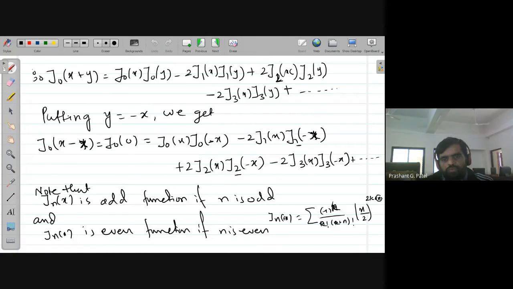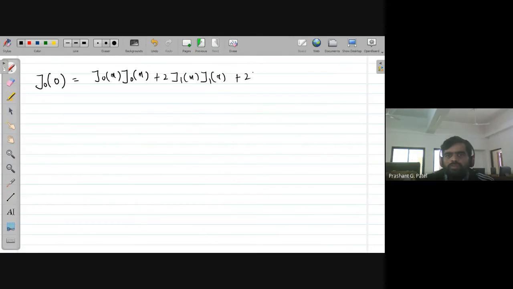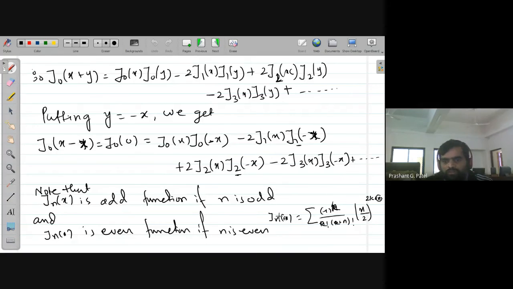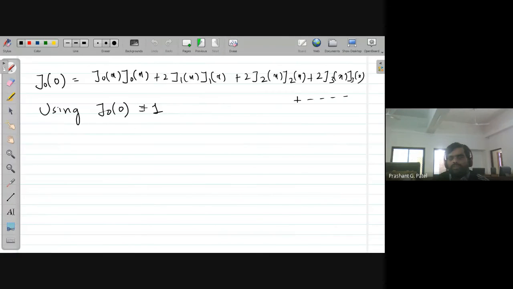Then for J2, it is an even number, so it is an even function. So the sign will not be changed, so it is plus 2 times J2x into J2x. And similarly for J3 we have the same thing. And you can write this in separate form, using J0 at 0 is 1, which you can see from this formula itself. If I put x equal to 0 here and n is also 0, then this quantity will become 0. So only the term when k is 0 is left, because the summation is from 0 to infinity. So the constant term is left, and the constant term is 1 itself.